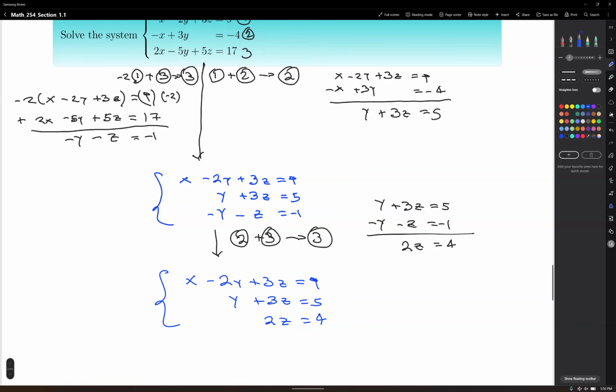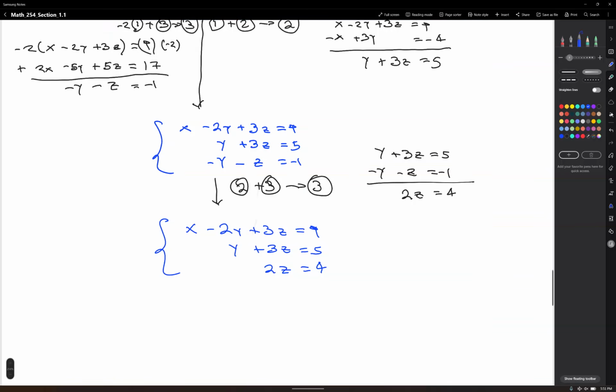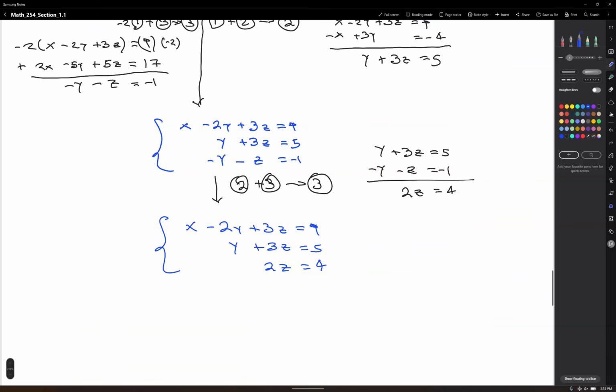What do we have? We have a system in triangular form. Do you see the shape of the triangle here? So we have one x and zeros below. We have two y's and one zero below, and the entire column with z. In this case, I'm going to use back substitution. I can set 2z equals 4 and divide both sides by 2. That is z equals 2, right?